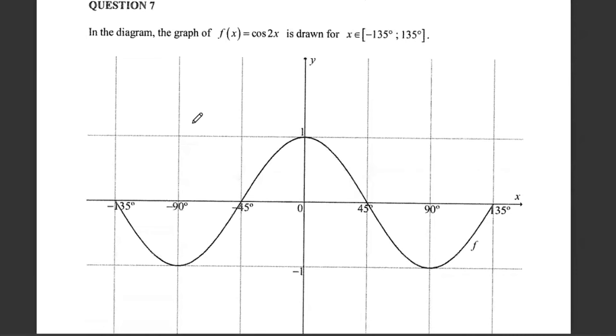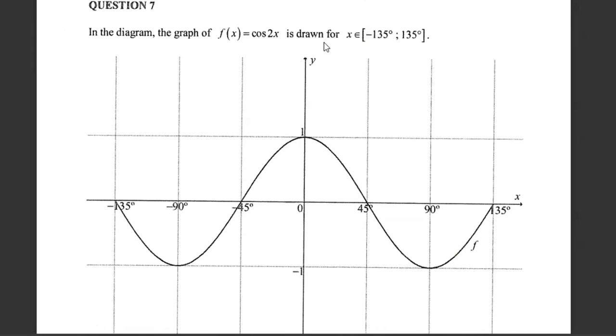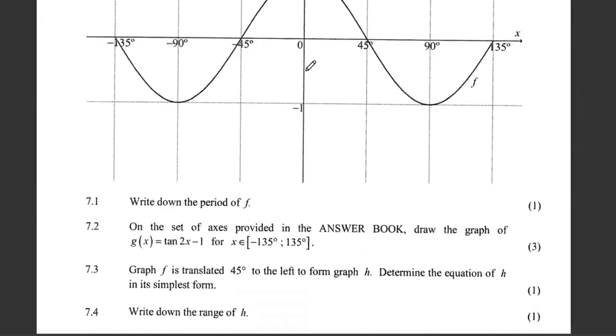Okay, question number 7. In the diagram, the graph f of x is this. Write down the period. So since f is having a 2 here, meaning that the period is just going to be 180. So 360 over 2, which is 180 degrees. Then they want us to draw tan g of x minus 1.